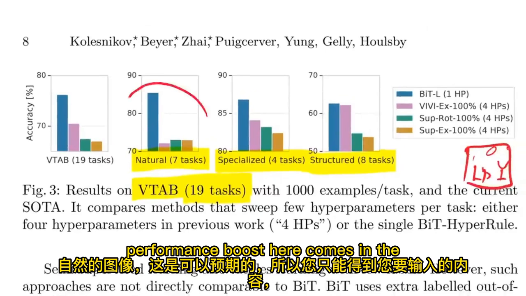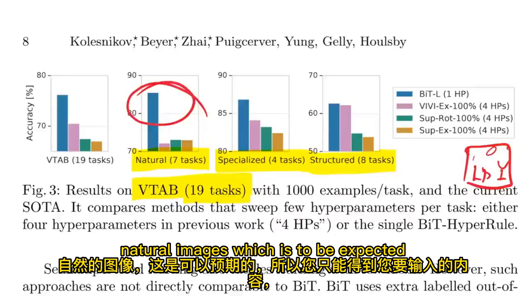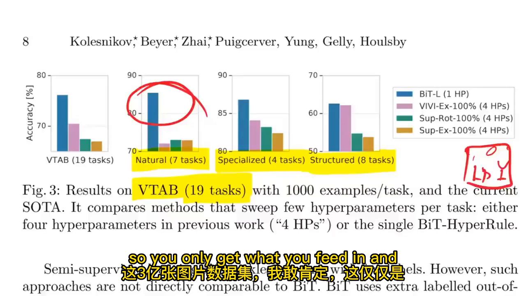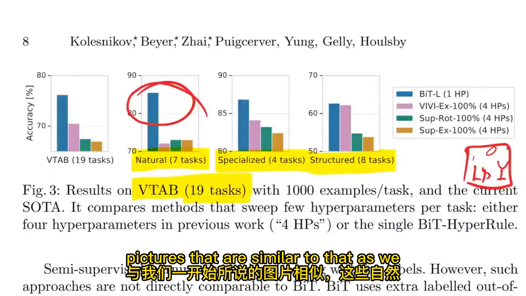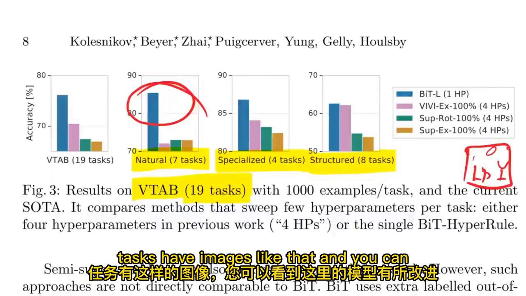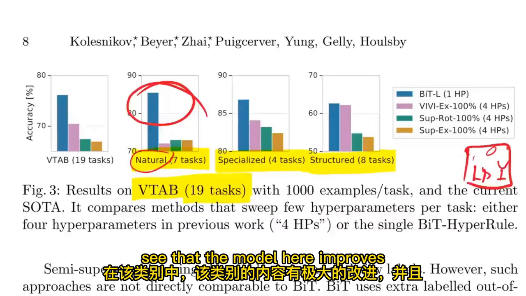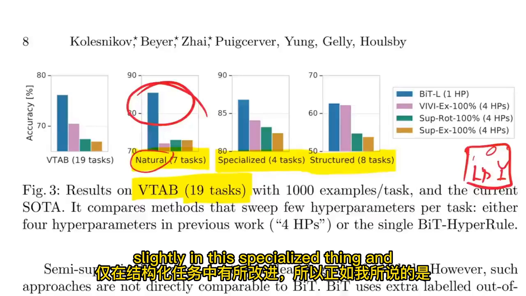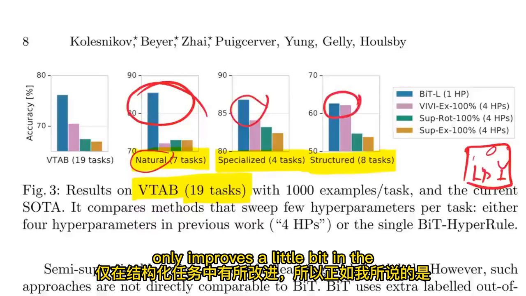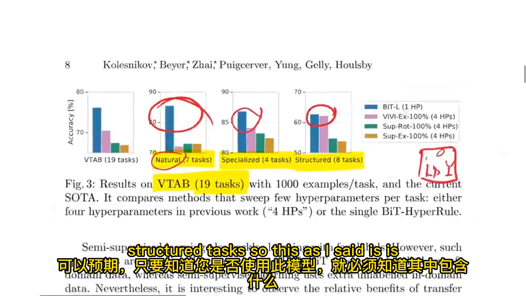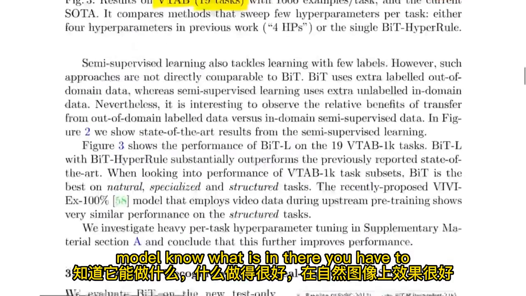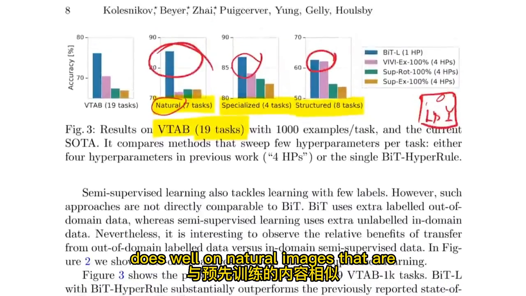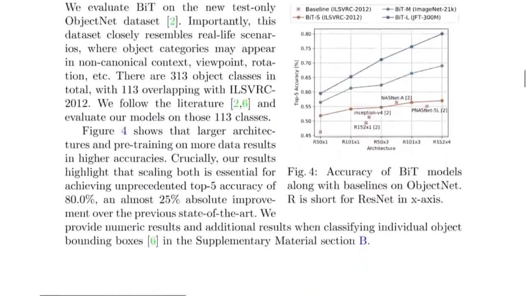And you can see the main performance boost here comes in the natural images, which is to be expected. So you only get what you feed in. And this 300 million image data set, I'm pretty sure that's just a web scrape of photos, or mainly photos. So the main improvement you're going to get is on pictures that are similar to that, as we said at the beginning. And these natural tasks have images like that. And you can see that the model here improves extremely in that category, improves slightly in this specialized thing, and only improves a little bit in the structured tasks. So this, as I said, is to be expected. Just know, if you use this model, know what is in there. You have to know what it does well. It does well on natural images that are similar to what it was pre-trained on.